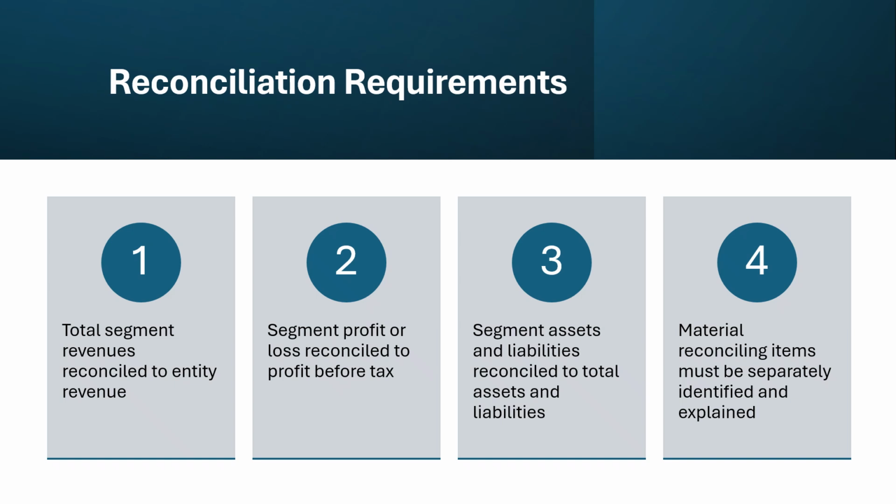What are the reconciliation requirements? IFRS 8 requires reconciliations, as I told you before. This means companies must reconcile total segment revenue to total company revenue, total segment profit or loss to profit before tax, and total segment assets and liabilities to total assets and liabilities of the whole company. This ensures transparency and helps users link segment data to the financial statements. So for example, if total segment profit is higher than the company profit, that difference must be explained.